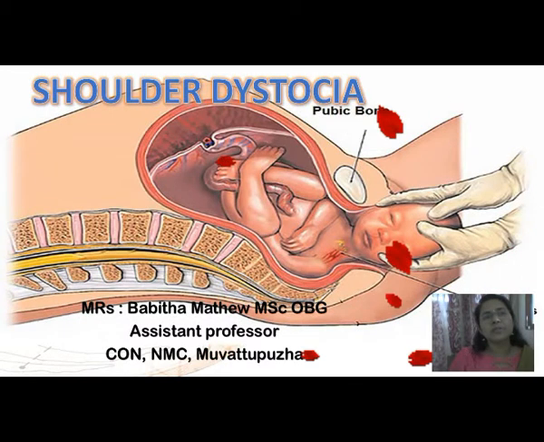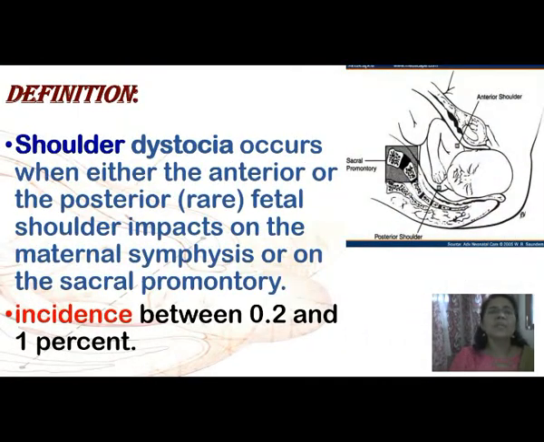Today we are going to discuss the topic shoulder dystocia. Let's see what shoulder dystocia is. Shoulder dystocia occurs when either the anterior or the posterior fetal shoulder impacts on the maternal symphysis or on the sacral promontory. We can see from this picture the shoulder impacts either on the sacral promontory, or on the maternal symphysis. It impacts or is stuck in between here. It is known as shoulder dystocia.